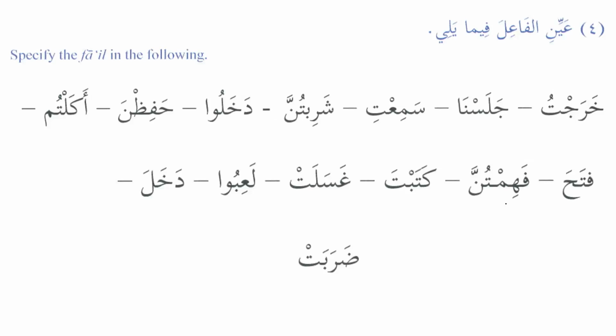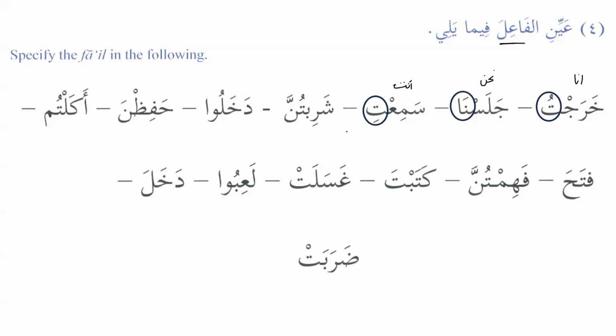عين الفاعل فيما يلي. Now you have to specify the doer in what follows. So in kharajtu, we can see I went. So tu is the doer. Then we have jalasna, and we have learned that in jalasna we sat, and na is the doer. Then we have sami'ti, and in sami'ti we see that ti is the doer. So kharajtu yani ana kharajtu, and kharajna yani nahnu kharajna. And then we have sami'ti yani anti sami'ti. So basically these damair are inside it, as we can see over here.